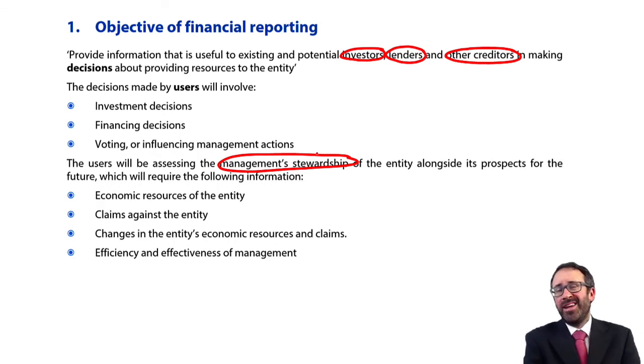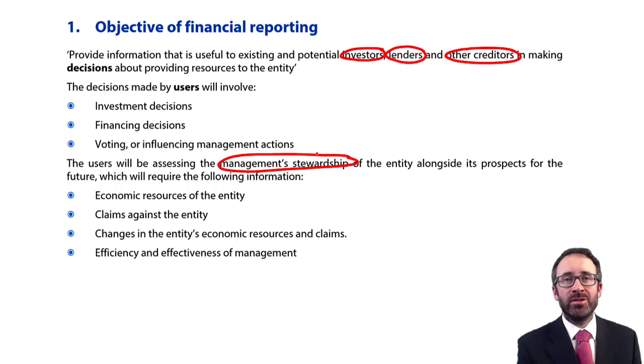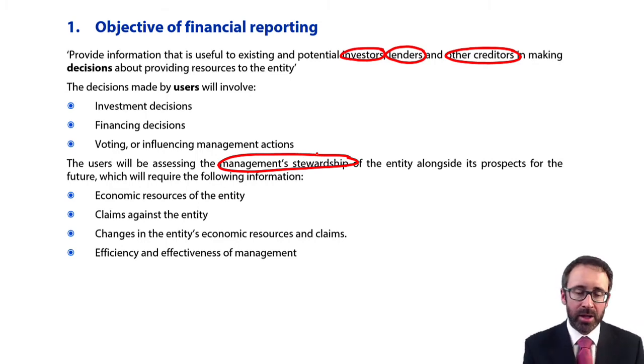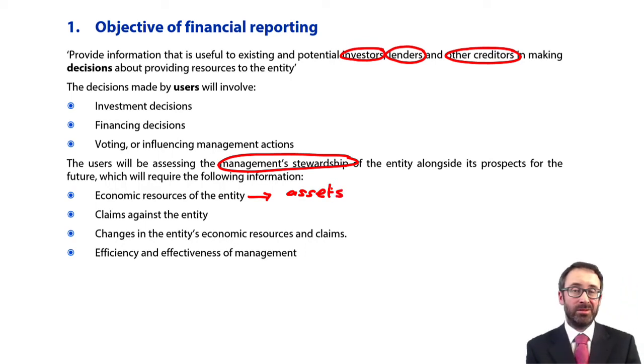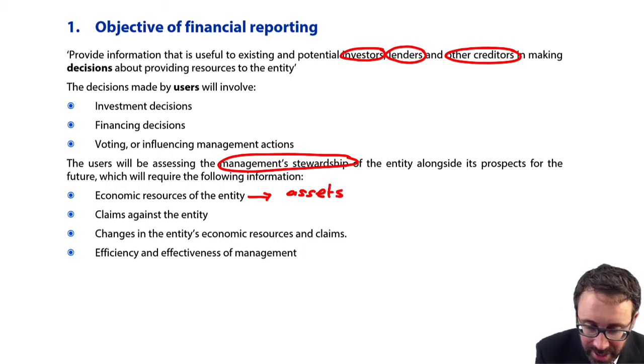The information that they need is the financial statements. That's the objective of financial reporting: to show a set of financial statements that will show management's stewardship. The framework doesn't quite put it like that. It puts it a little bit more subtly. So it starts talking about the economic resources of the entity, which is basically looking at your assets, and the claims against the entity.